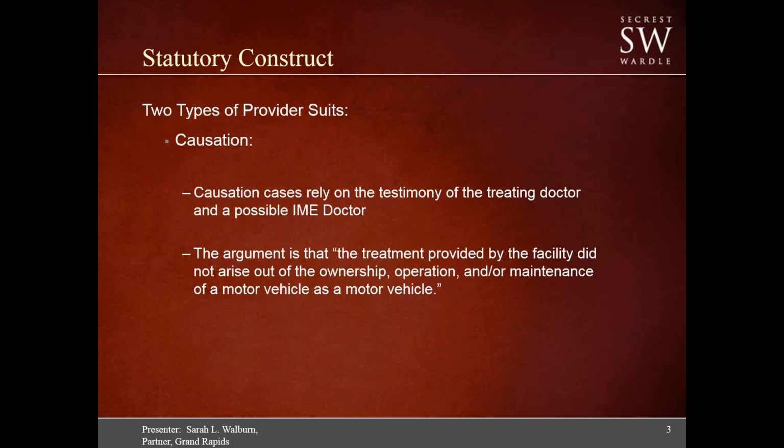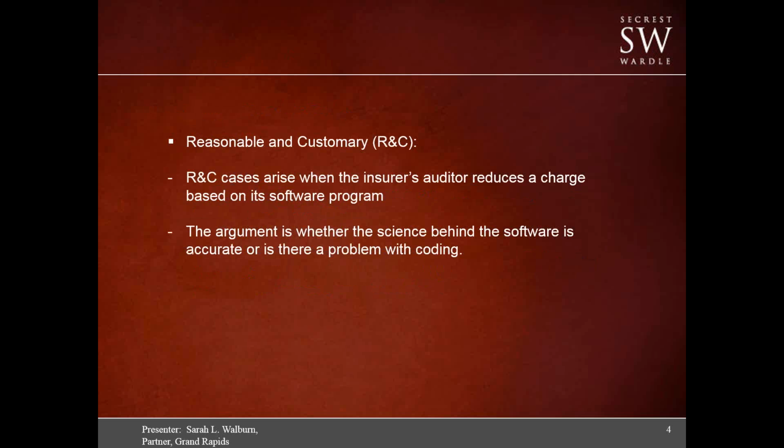Sometimes I jump all over, my apologies. So we talked a little bit about the causation cases. Now we also have reasonable and customary cases. Now R&C cases arise, sometimes they're referred to as UNC, usual and customary as well. It just depends on who you're talking to.